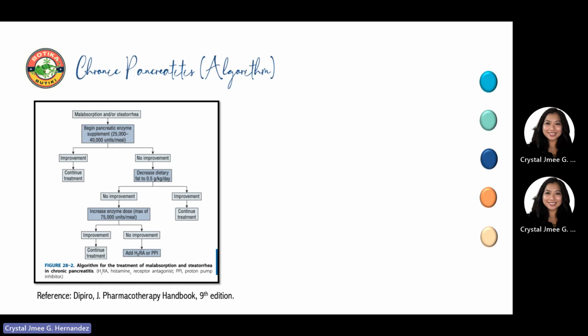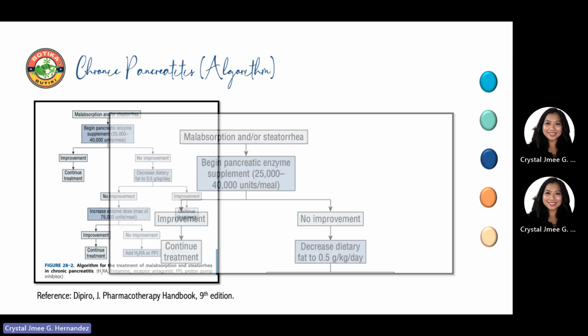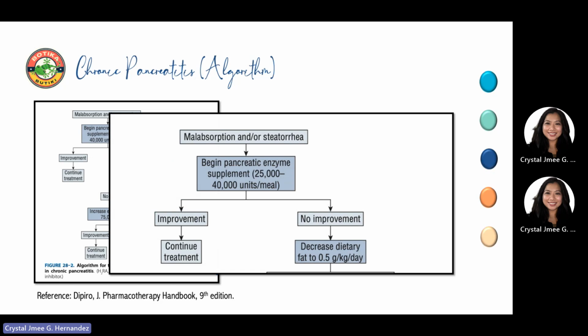So for the algorithm for chronic pancreatitis, if the patient has malabsorption or steatorrhea, begin pancreatic enzyme supplementation at 25,000 to 40,000 units per meal. If there's improvement, we just continue the treatment. If none, we decrease dietary fat to 0.5 gram per kilogram per day.